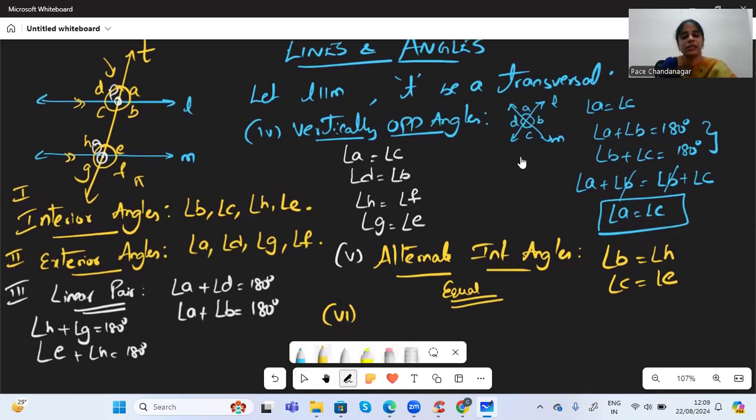Now moving ahead with the same kind of thing for alternate exterior angles. I hope it will be very clear now. So now coming to alternate exterior angles.